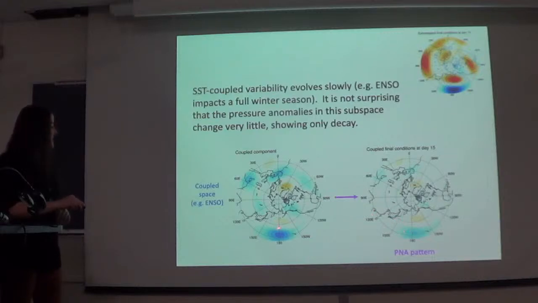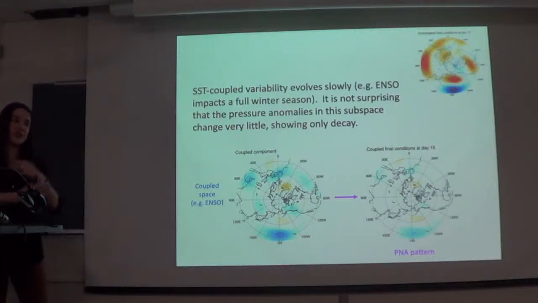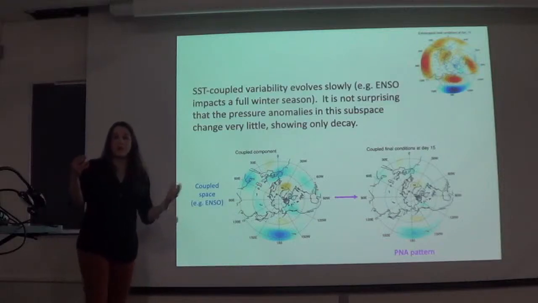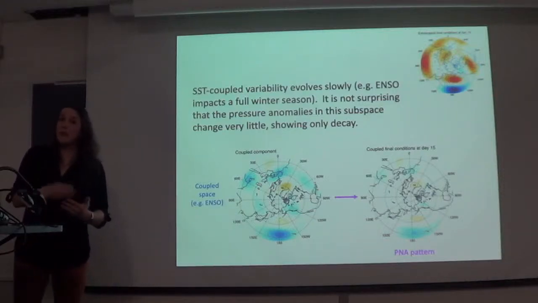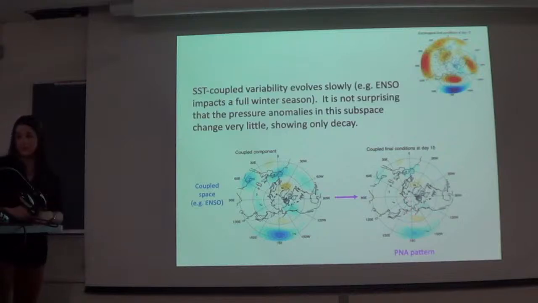You'll notice too that the initial condition of our coupled component looks the same as our final component, except that there's some decay. This makes sense, right? Because SST evolves very slowly, we shouldn't expect a large shift in our circulation associated with coupled variability. Think about how slowly ENSO varies. ENSO persists for a full season. So over 15 days, it makes sense that all we see is some decay.